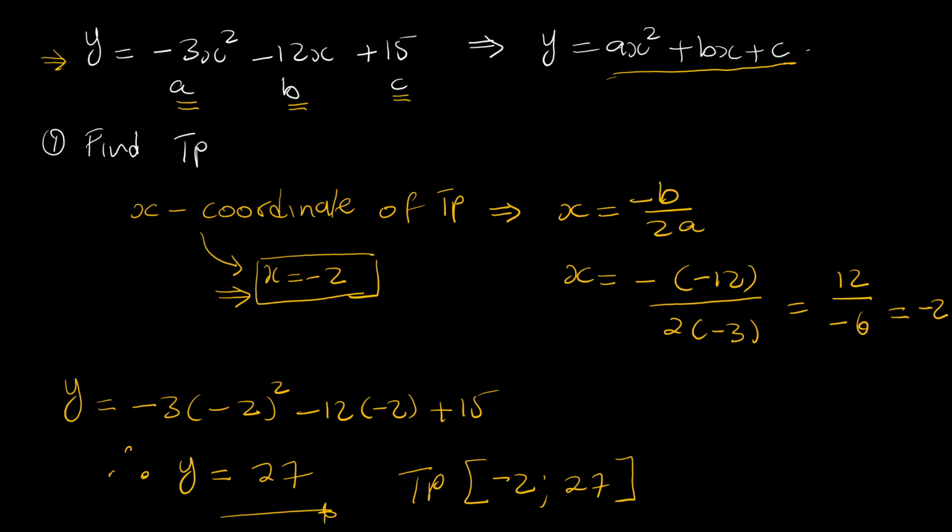Yes. So now we can find the equation of the axis of symmetry. Let's rewrite this down. Remember, we still have our equation y equals minus 3x squared minus 12x plus 15. So let's say the equation is given like this. What will be my axis of symmetry? What will be the equation of the axis of symmetry?